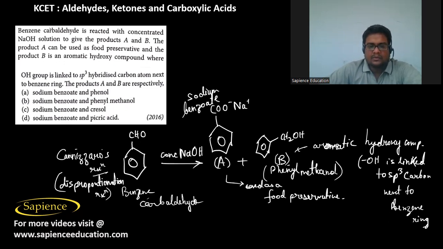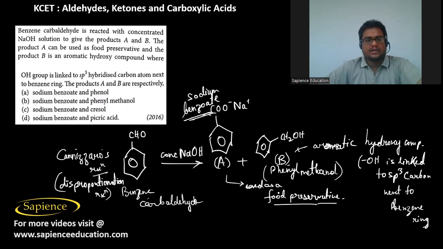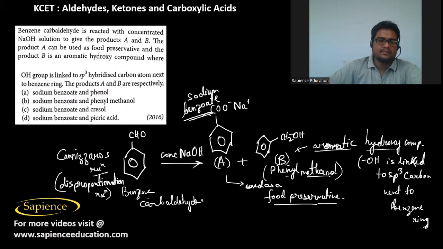So, and we know that sodium benzoate can be used as a food preservative, and in case of phenyl methanol, it is obviously an aromatic hydroxy compound, and here the OH group is linked to sp3 hybridized carbon, which is next to the benzene ring. So it means A is sodium benzoate and B is phenyl methanol. So option B is the correct answer.